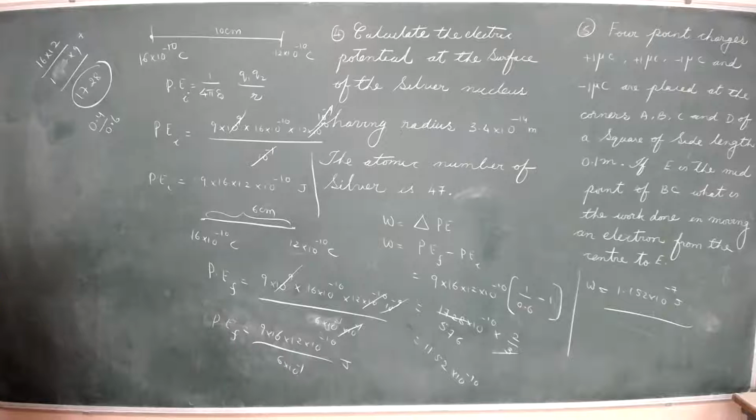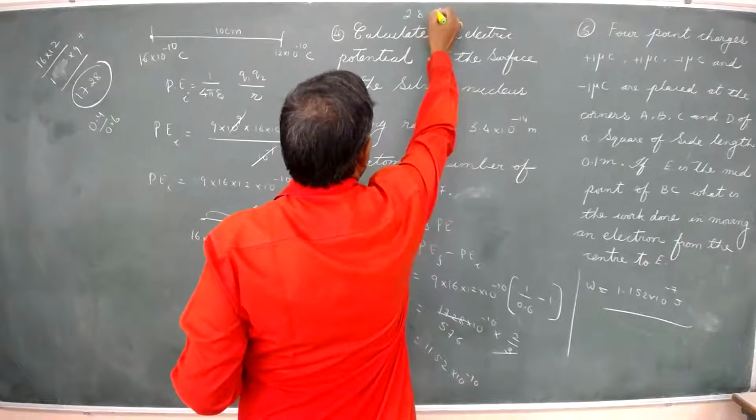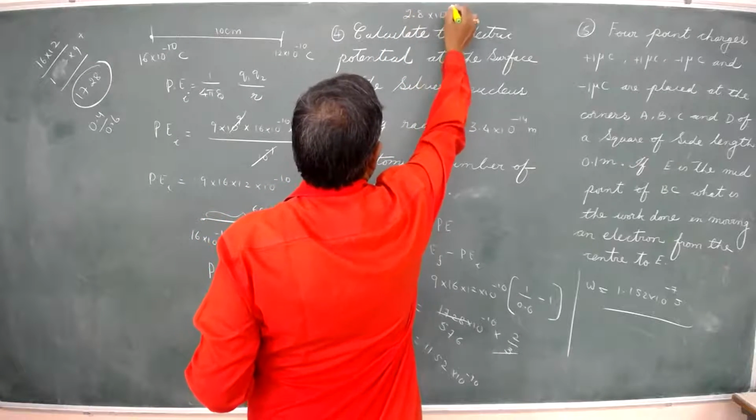Next, the people who have done, look at the fourth question, calculate the electric potential at the surface of the silver nucleus having radius 3.4 into 10 power minus 14 meter. The atomic number of silver is 47. Yes, how much? 2.8 into 10 power 4 volts.